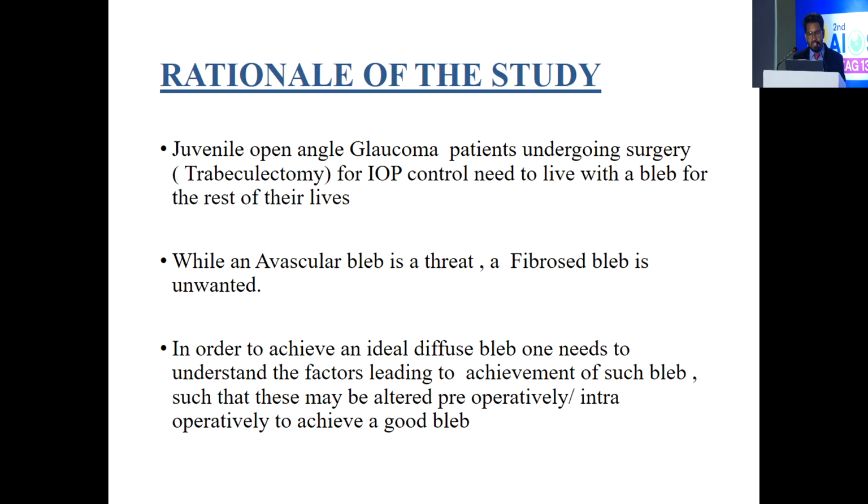The rationale of this study is that juvenile open angle glaucoma patients undergoing trabeculectomy for IOP control need to live with the bleb for the rest of their life, while an avascular bleb is a threat and a fibrosed bleb is unwanted. In order to achieve the ideal diffuse bleb, one needs to understand the factors leading to the achievement of such a bleb, which may be altered preoperatively, intraoperatively or postoperatively.